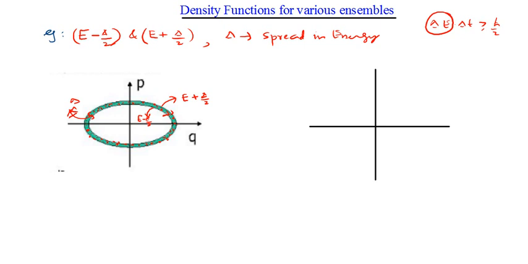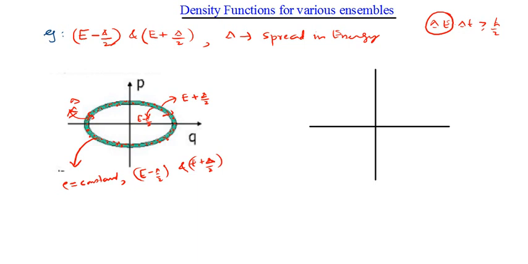Moreover, the distribution of density of representative points inside this particular energy shell region should be uniform. This is the meaning that rho is equal to constant. You can see that rho is equal to constant between E minus delta by 2 and E plus delta by 2. The density function, which denotes the number of representative points per unit volume of the phase space, is equal to a constant here. So I have shown it to be constant.